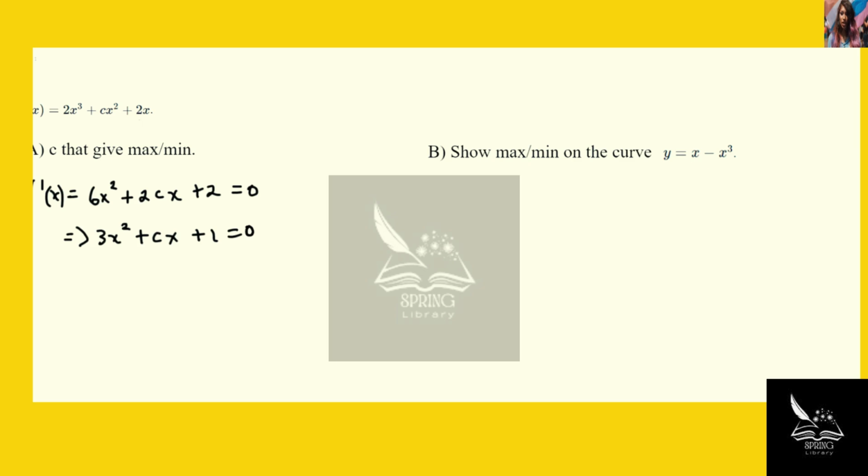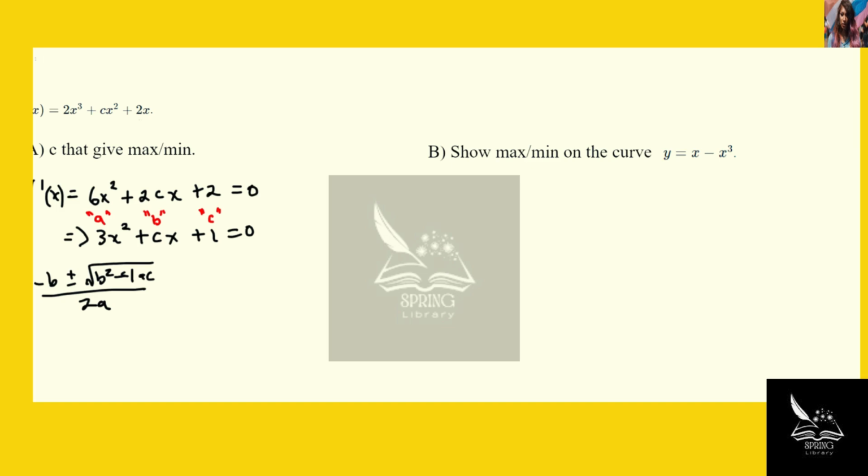And now we can use the quadratic formula to solve for this. Maybe I should put the letters above it: 3 is "a", c is "b", and 1 is "c". So I'm just going to write out the standard quadratic formula: negative b plus or minus the square root of b squared minus 4ac, all over 2a.